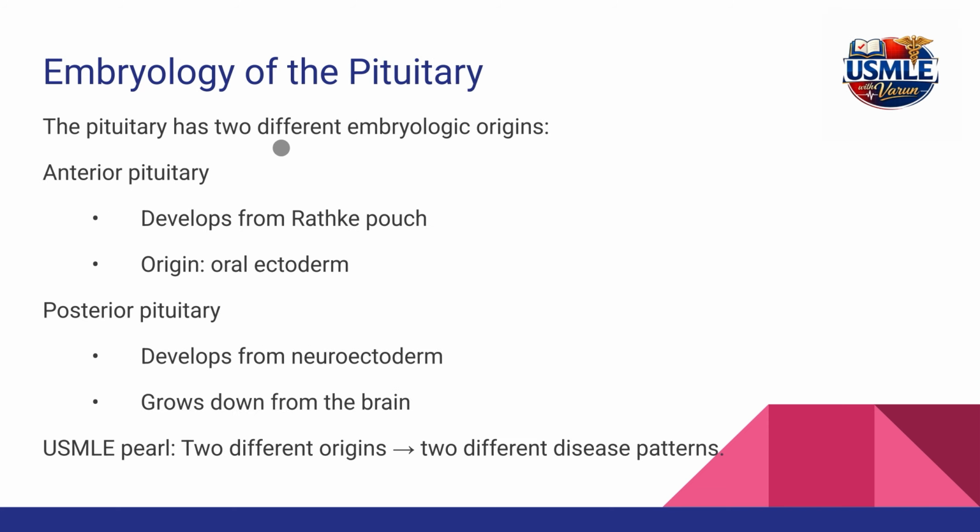The pituitary gland has two different embryological origins. The anterior pituitary develops from the Rathke pouch, which comes from the oral ectoderm. The posterior pituitary develops from the neuroectoderm, and it grows down from the brain. This difference in origin explains how diseases of the anterior and posterior pituitary behave differently. The USMLE loves this concept because it links embryology to pathology.